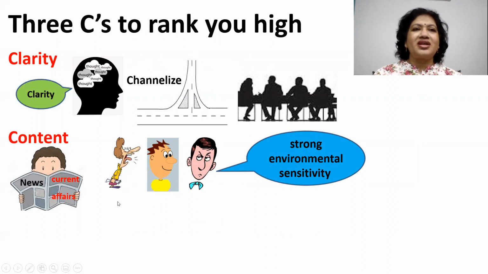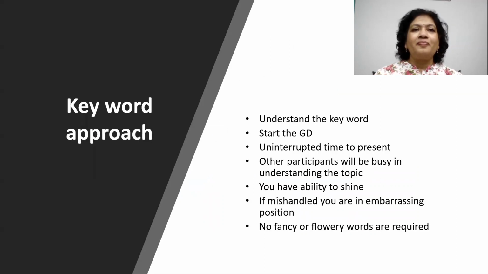So the first one is clarity, the second one is content, and the third one is confidence. If you have clarity, if you know the content, then confidence will come automatically. So the three C's: clarity, content, and confidence. Now, the person who initiates has got some advantages.